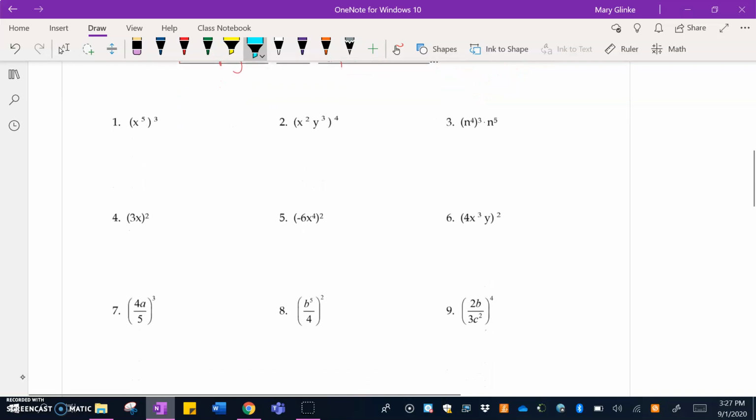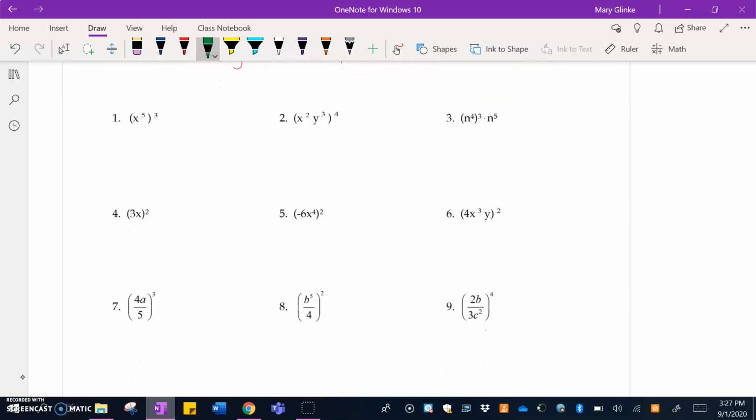So let's try a couple of these examples. So here we go, x to the 5th to the 3rd power. We're going to take these and we're going to multiply them. So it's going to be x to the 15th. For this next one, we're going to multiply each of the exponents inside there. So it's going to be x to the 8th and y to the 12th.